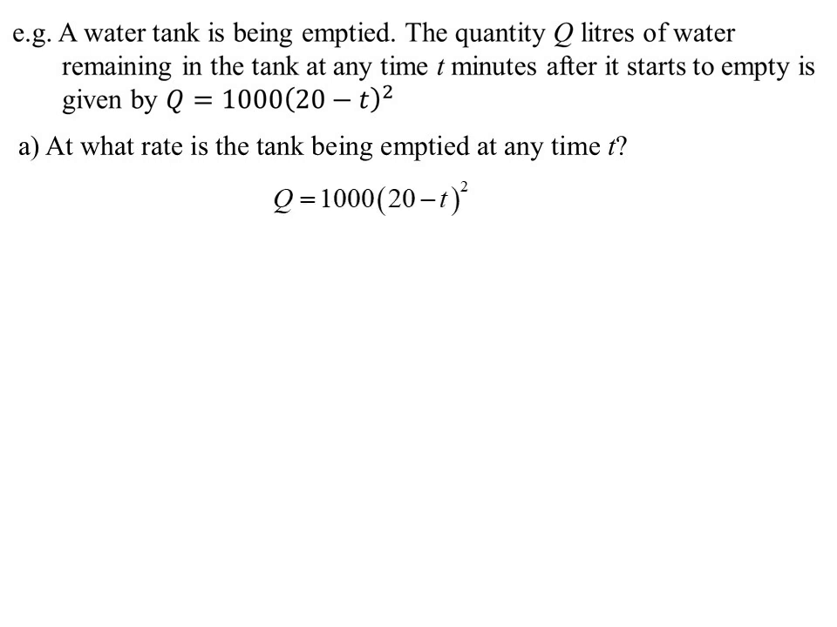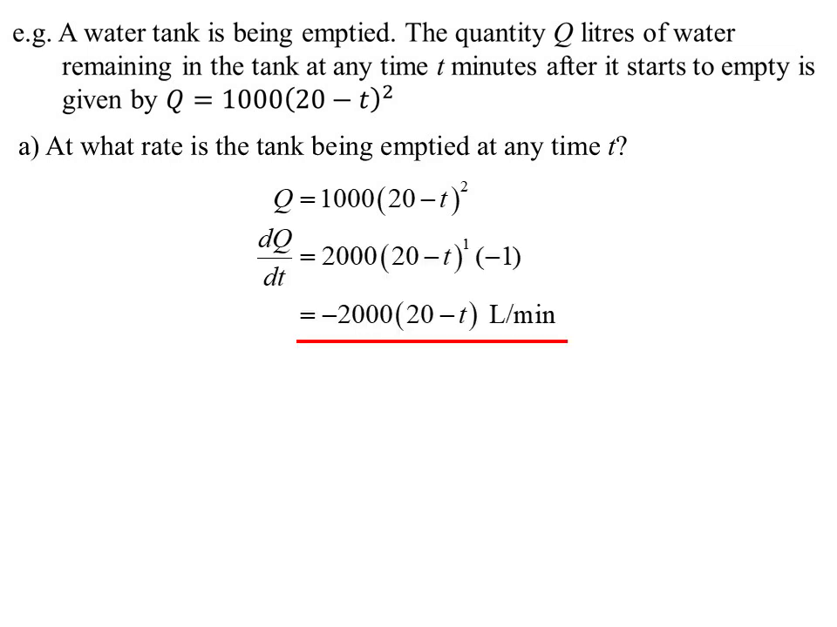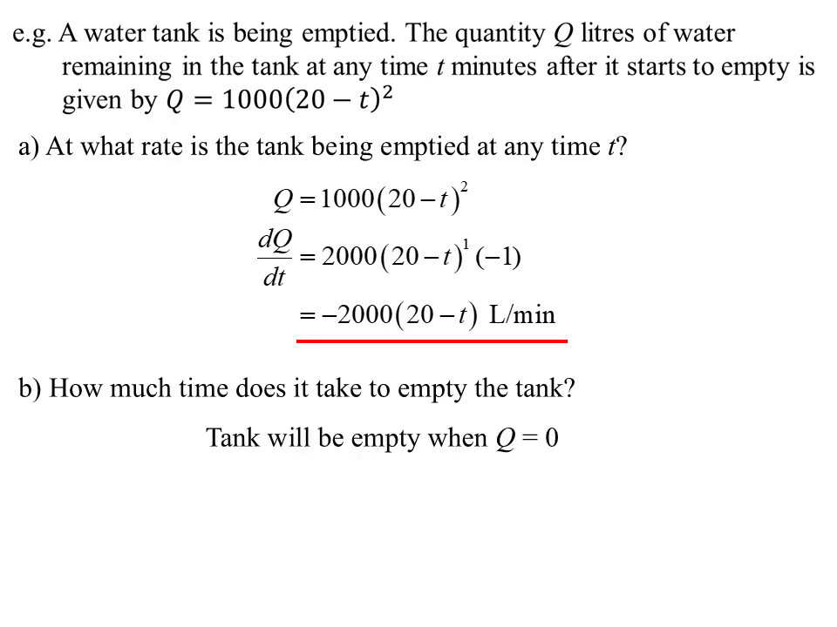Well, we'll just have to differentiate. We've got a chain rule situation, bring down the power, lower the power, differentiate the inside, and we get minus 2000. It kind of makes sense that that derivative is negative because the volume would be decreasing. How much time does it take to empty the tank? Well, the tank will be empty when Q equals 0.